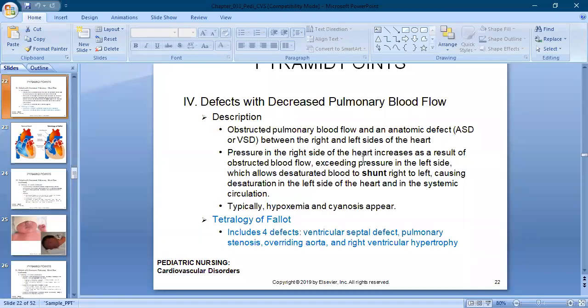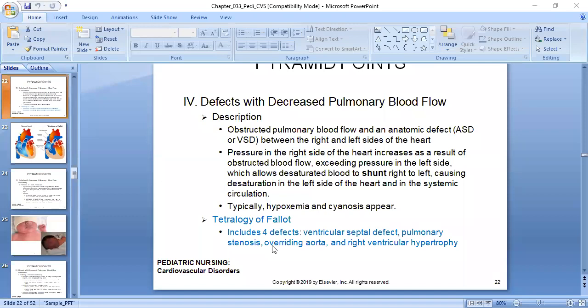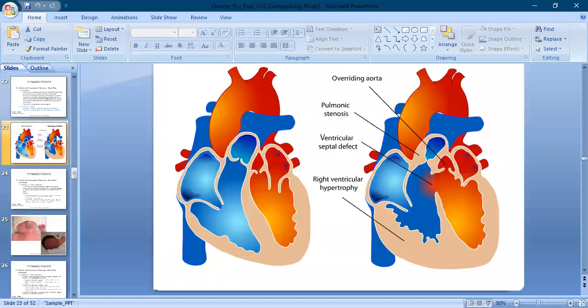If I say the tetralogy of Fallot, the 4 together we call tetralogy of Fallot. One is ventricular septal defect, one is pulmonary stenosis, another one is overriding aorta, and right ventricular hypertrophy. To understand these 4 diseases, we have to know what the normal heart function is.